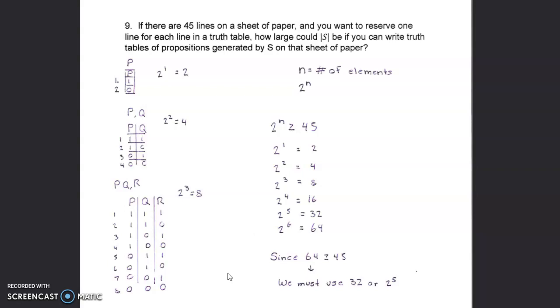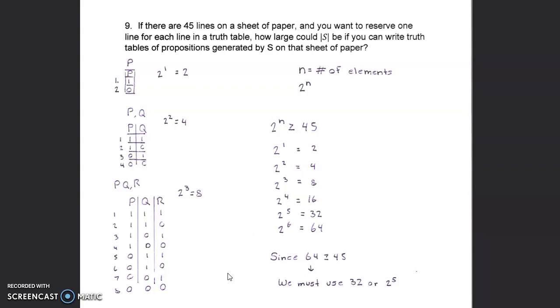So if we were to take that and put that into an equation, we can say that the amount of rows in a truth table is going to be equal to 2 to the nth, where n is the number of elements or the number of propositions. So to find how large a truth table can be, we are going to use the equation 2 to the nth.